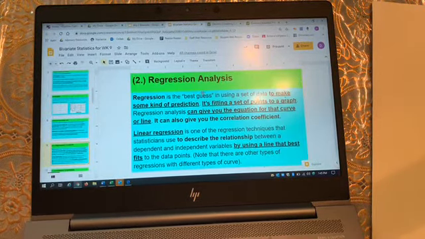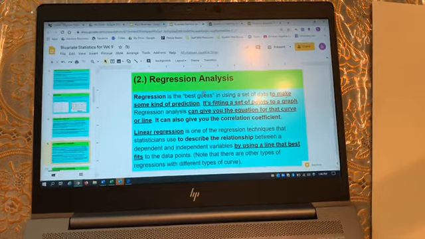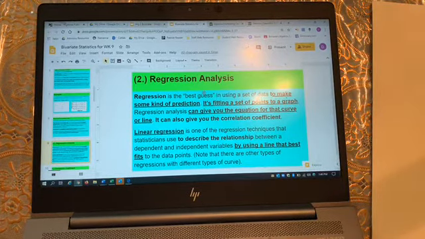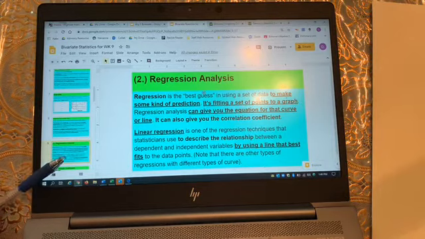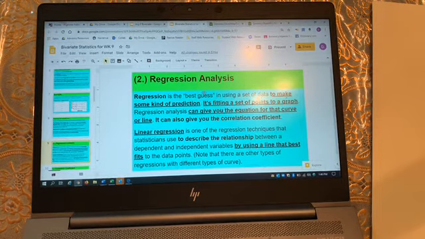Okay, the second way of bivariate study is regression analysis. Regression is the best guess in using a set of data to make some kind of prediction. It's about fitting a set of points to a graph. Regression analysis can give you the equation for that curve or line. So given the scatter plot, what curve or what line best fits those points. It can also give you a correlation coefficient.